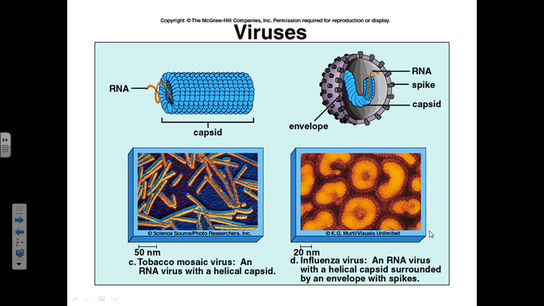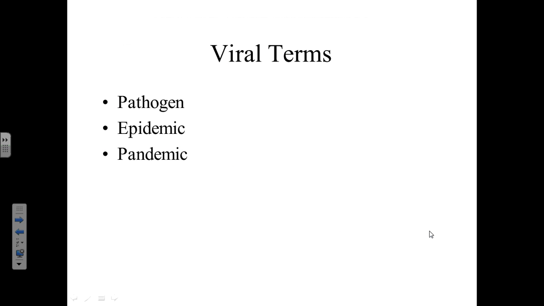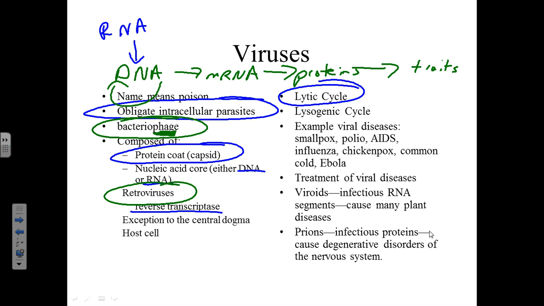Here's a tobacco mosaic virus. Can plants get viruses? Apparently they can. That's one that affects tobacco plants. Here's the flu virus. Let me go back a second. Make sure I didn't miss any terms here. So let's go through some examples of diseases caused by viruses.